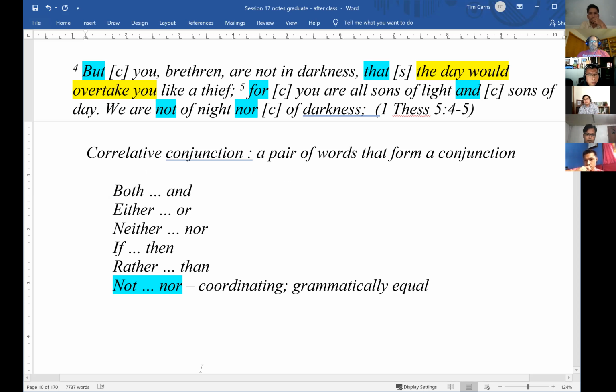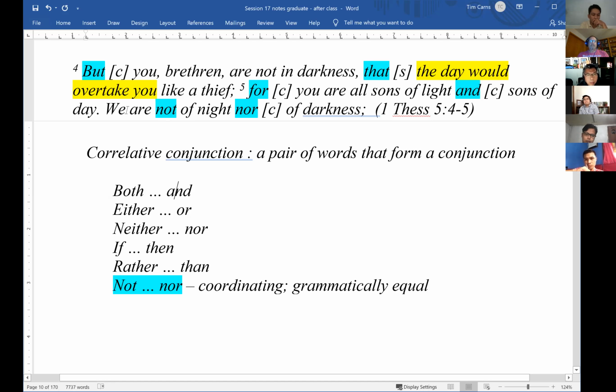So, like I said, don't be concerned if you see a correlative conjunction where it's a pair. Now what is this? Well, one of the words in the pair will be a conjunction, and so you can tell if it's coordinating or subordinating by what that word is.